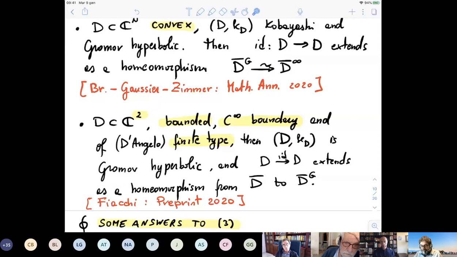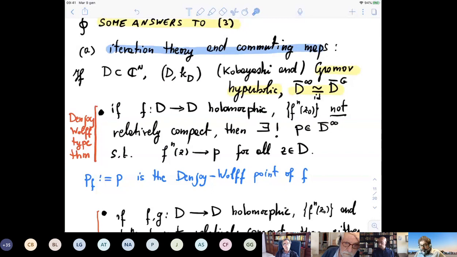Now I come to answering why it's important, the answer to questions one and two. The first is about iteration theory and commutative mappings. You might remember this theorem of Carlson that I mentioned. Whenever you have a domain in CN which is Kobayashi and Gromov hyperbolic, and the natural boundary is homeomorphic to the Gromov boundary, as I said, holomorphic self-maps of D are contractions for the Kobayashi distance, so in particular they are one-Lipschitz.